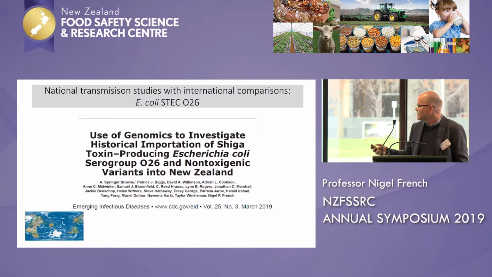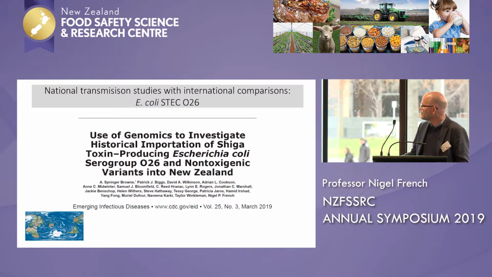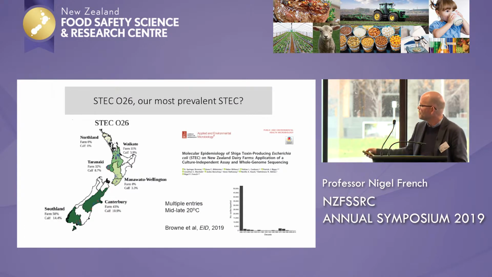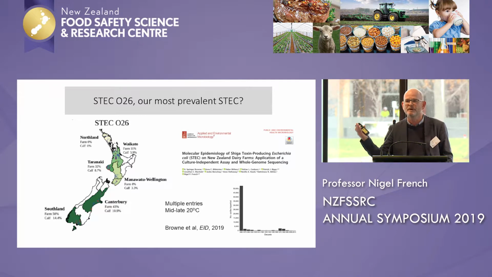Now, another serogroup of E. coli, which is a toxic group, a Shiga toxin producing group, O26. We've done a similar analysis with this. Again, you can only really do this when you compare your sequences with others around the world. And again, it's very interesting, a very similar conclusion. This is probably our most prevalent Shiga toxin producing E. coli. And again, it suggested multiple entries of this pathogen into New Zealand in the latter part of the 20th century. Probably about 3 or 4 introductions, most likely coming from Australia or from Central Europe as well.